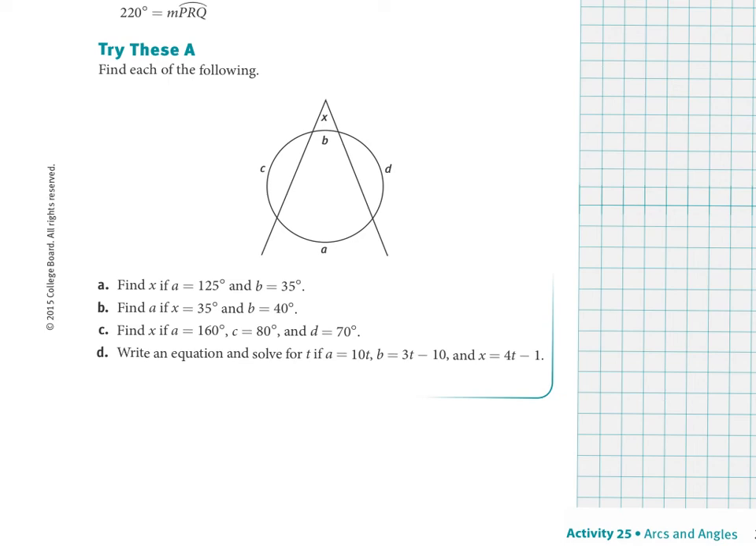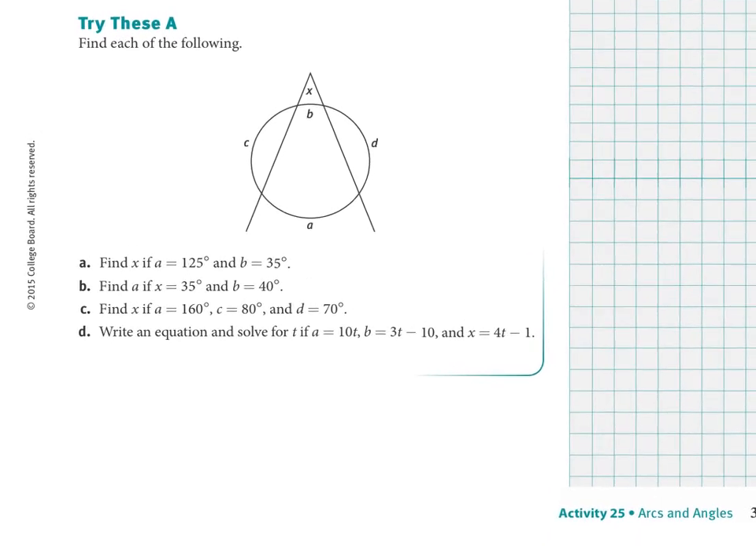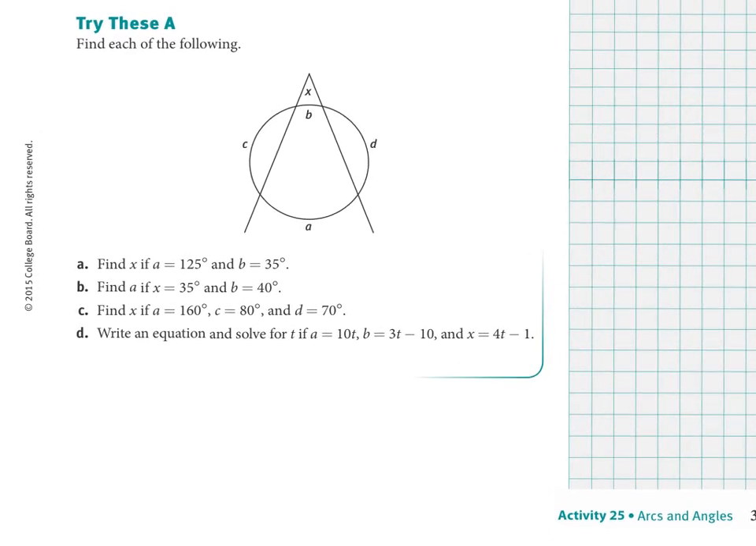So looking at part A, we can see that we want to find out what X is, right? That angle measurement, if we know what our big arc is, and if we know what our little arc is. So for part A, we know that our big arc measurement is 125 degrees. We know our little arc measurement is 35 degrees.